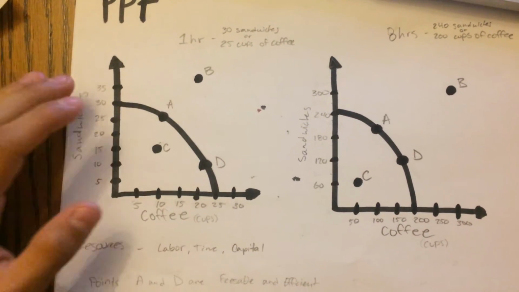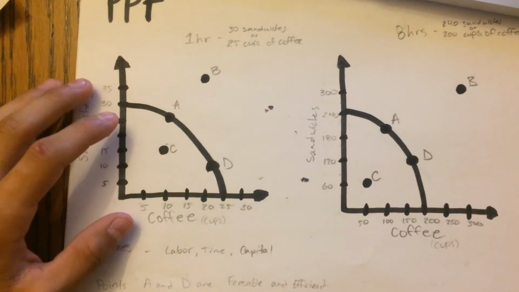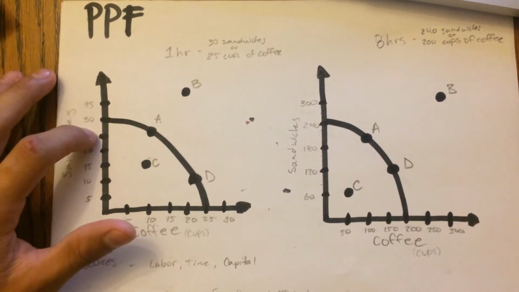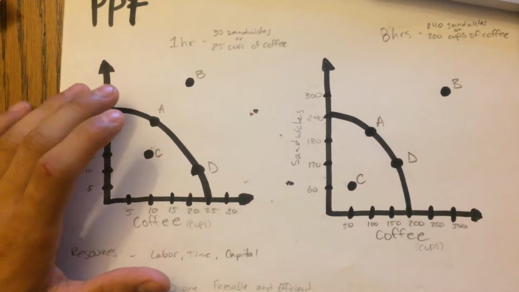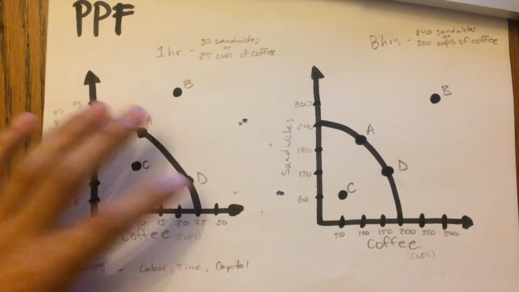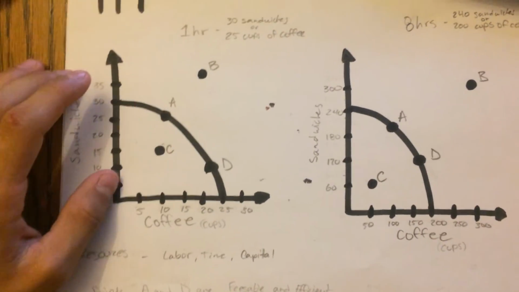Anything between the endpoints on the line is feasible and efficient. Like point A and point D. At point A, I can make 25 sandwiches and 10 cups of coffee at the same time within the hour. And at point D, I can make 10 sandwiches and 20 cups of coffee.